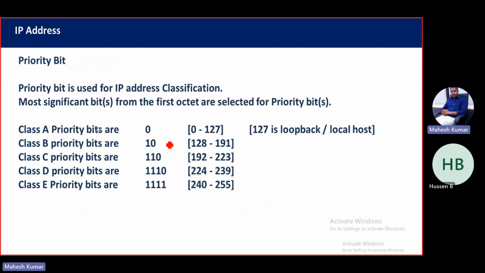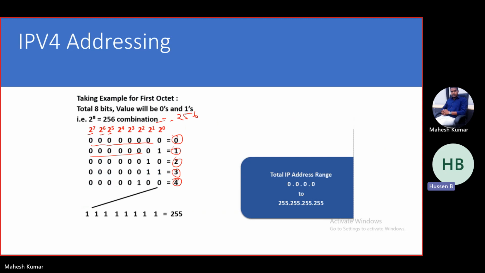Class A range is 0 to 127. Class B range is 128 to 191. Class C, actually, is, let me go back to the previous slide just to explain. Actually, why are we getting confused?